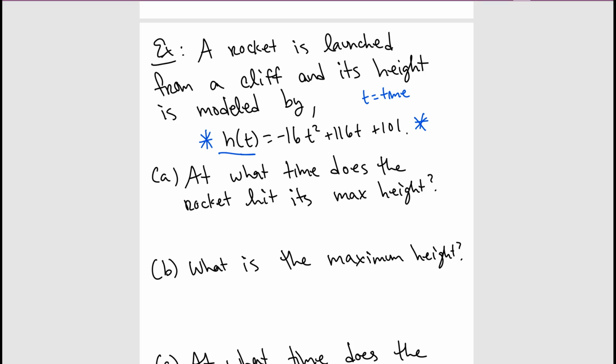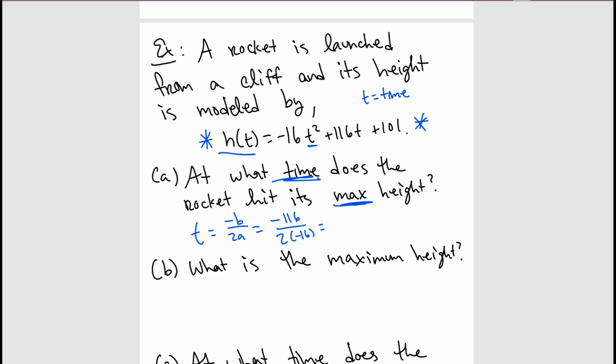All right, so at what time does the rocket hit its maximum height? So we're looking for t, and we're looking for the maximum. In order to find the maximum, we're going to use t is equal to negative b over 2a again. Negative b in this case is negative 116, divided by 2 times a, which is negative 16. Now we're going to put this into our calculator.